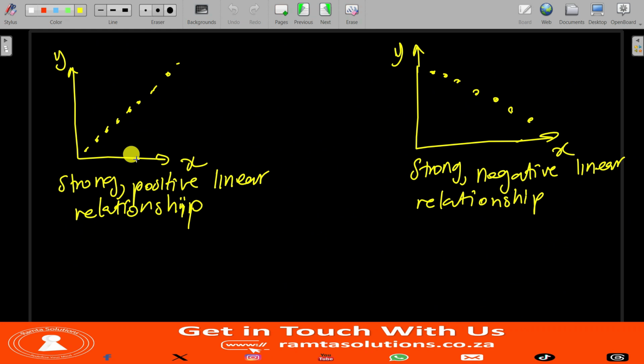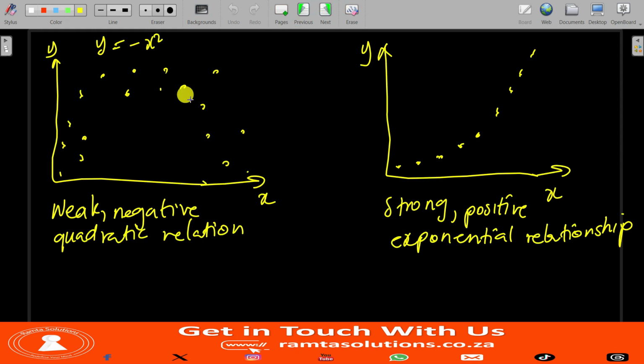So this one, it's a strong positive linear correlation or linear relationship. This one here is a strong negative linear relationship. I think by now you guys have an idea. This one is a weak quadratic relationship, or correlation. Whereas this one is a strong positive exponential relationship.